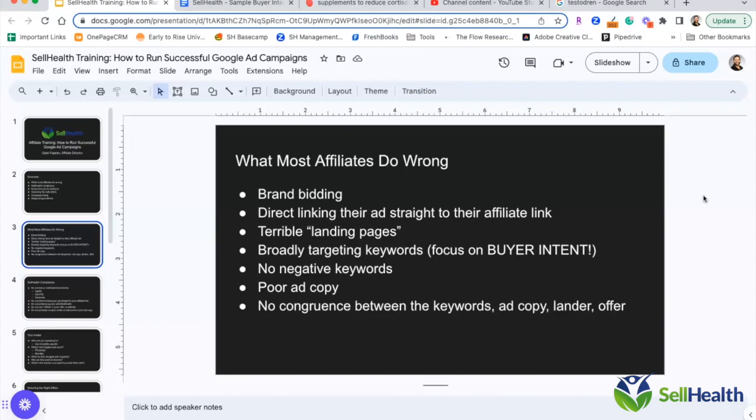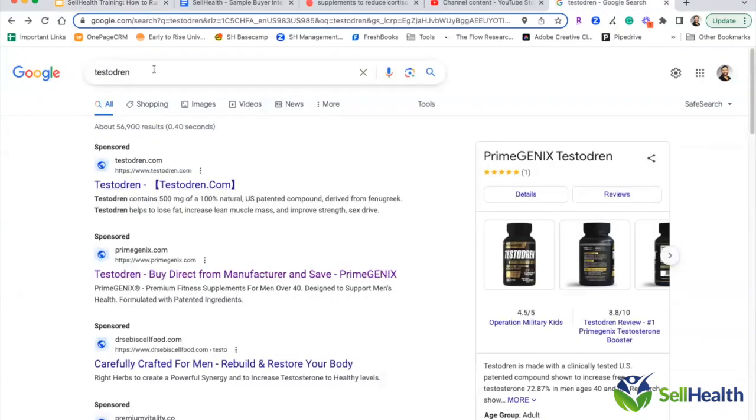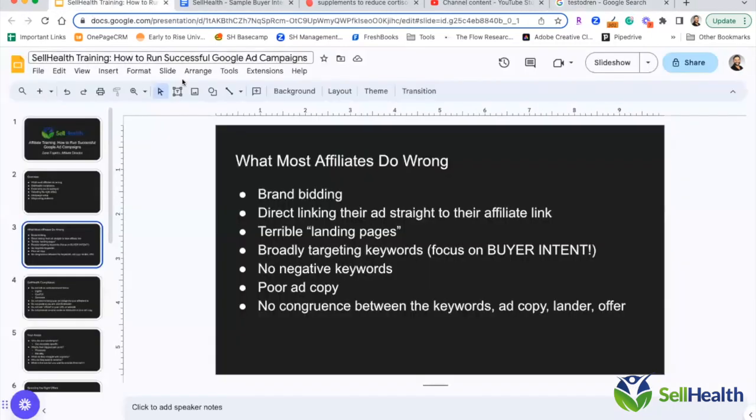Another thing that affiliates do wrong: direct linking their ads straight to their affiliate link. Okay. So I saw this morning, I just closed an affiliate's account down today where I searched Testadrin, and this first ad, this is not one of our ads. This is an affiliate who puts an ad for Testadrin. And when I took a look at this, it links directly to their affiliate link. And now their account's closed because we specifically say you cannot link your ad directly to your affiliate link. You must use a landing page.